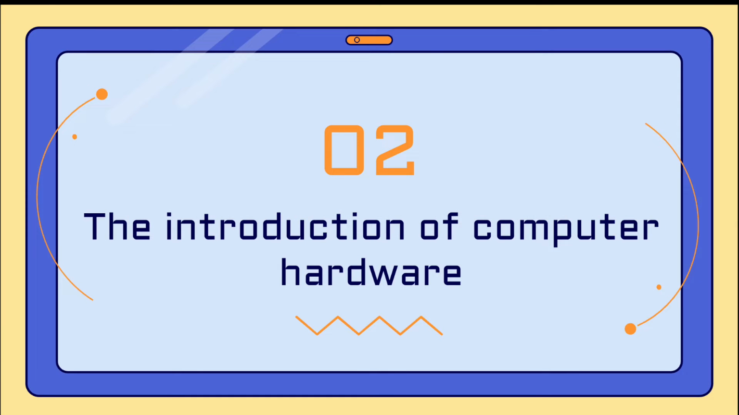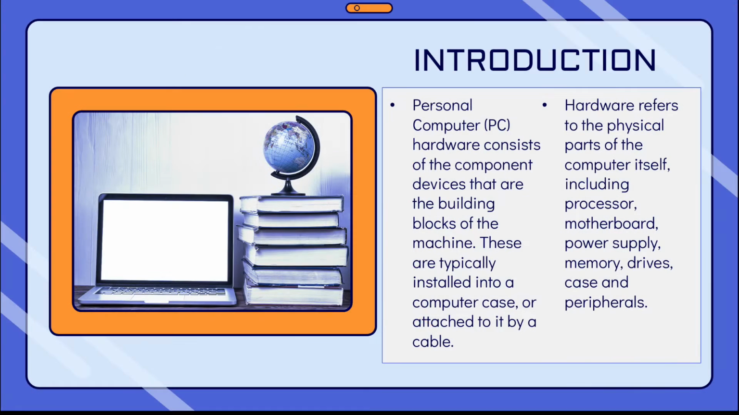Second topic is the introduction of computer hardware. Personal computer hardware consists of the component devices that are the building blocks of the machine. These are typically installed into a computer case or attached to it by a cable. Hardware refers to the physical parts of the computer itself, including processor, motherboard, power supply, memory, drives, case, and peripherals.